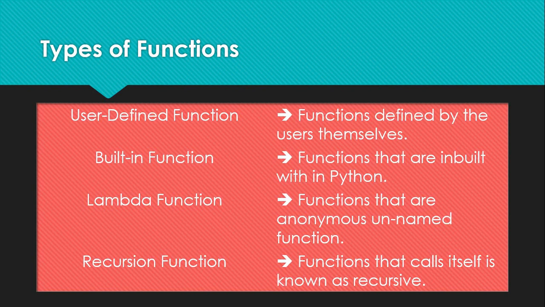Python functions are classified into 4 different types. They are user-defined functions, built-in functions, lambda functions and recursive functions. This we've already seen in the previous video. The user-defined function is again further divided into 4 different types: required argument function, keyword argument function, default argument function and variable length argument function.